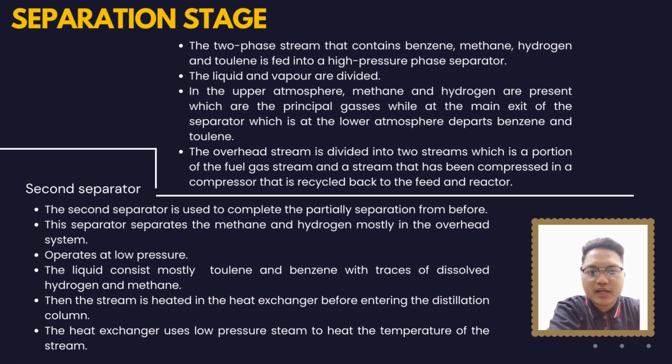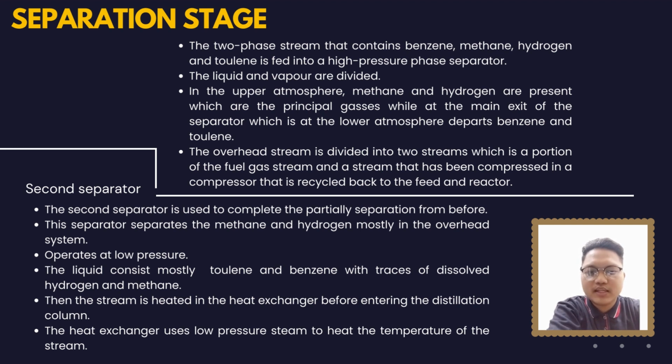The second separator is used to complete the partial separation from before. This separator separates the methane and hydrogen mostly in the overhead system. This separator operates at low pressure. The liquid consists mostly of toluene and benzene with traces of dissolved hydrogen and methane.